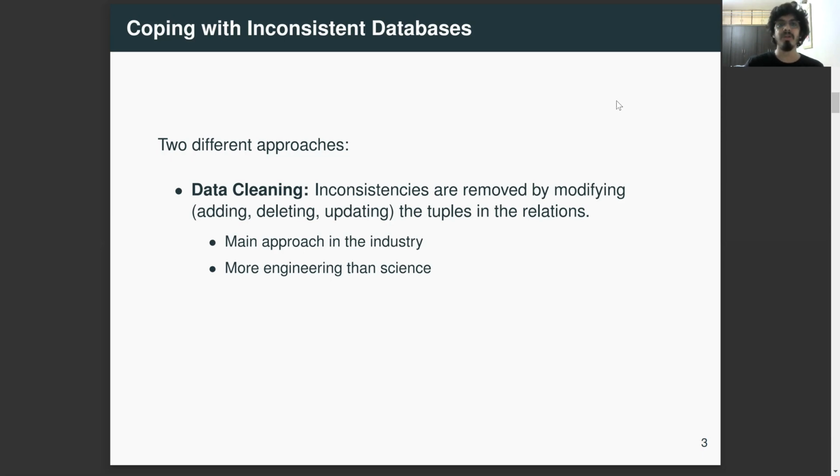Well, this approach is more engineering than science because it often involves making some arbitrary choices. For example, if in a database, let's say you have two books with the same ISBN number and you want to clean the data, how will you decide which one to delete or which one to modify? That's an arbitrary choice that you have to make.